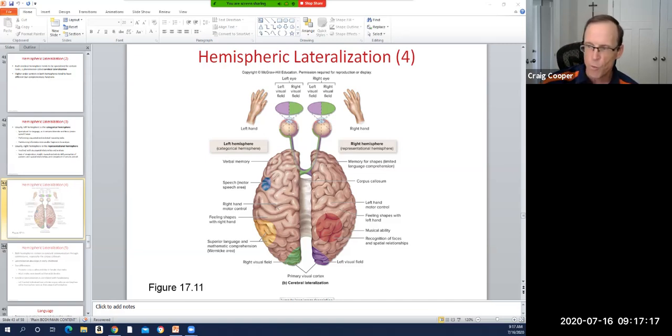We have both the Wernicke's area, this yellow area, and the Broca's area, that blue area, that are both on the left side, and those are really more of our verbal communication, our written communication. All that's on that left side of the brain. But again, the right, musical and shapes and feeling and things like that.